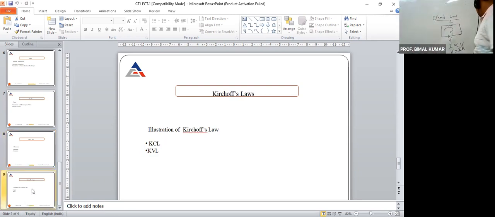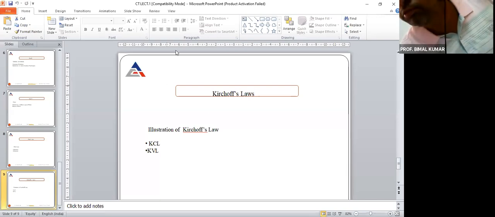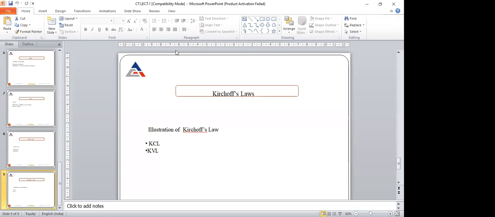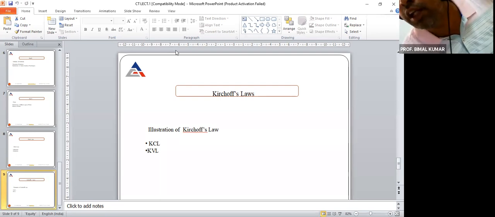Then after that, next is Kirchhoff's laws. There are two different Kirchhoff's laws, KCL and KVL.